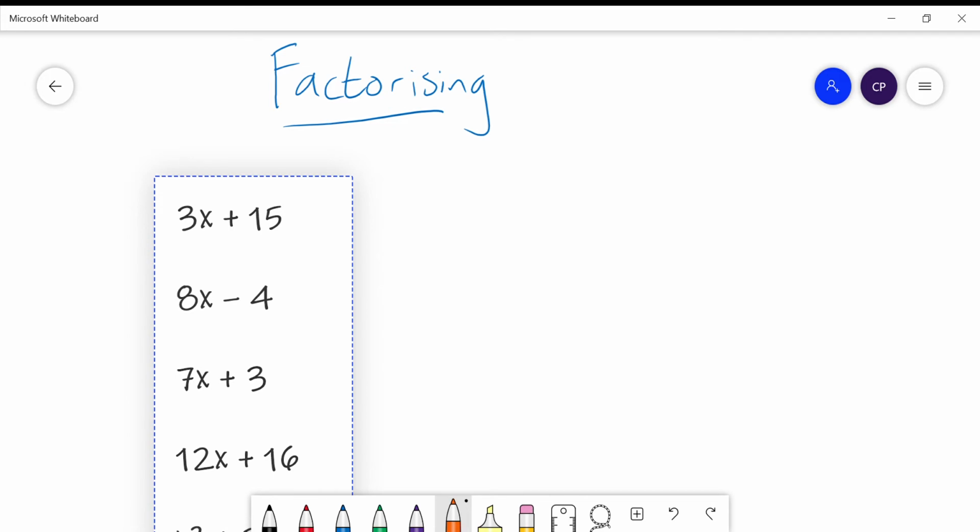So for the first one, let's have a look. We've got 3x and 15. Is there any factor that's common to both? Well, yes, there is. We have a factor of 3 that goes into 3x and 15. I then open my brackets and think, what times 3 would get me 3x? Well, it would be x. What times 3 would get me my plus 15? Well, it's plus 5. So 3 times x is 3x and 3 times 5 is 15.